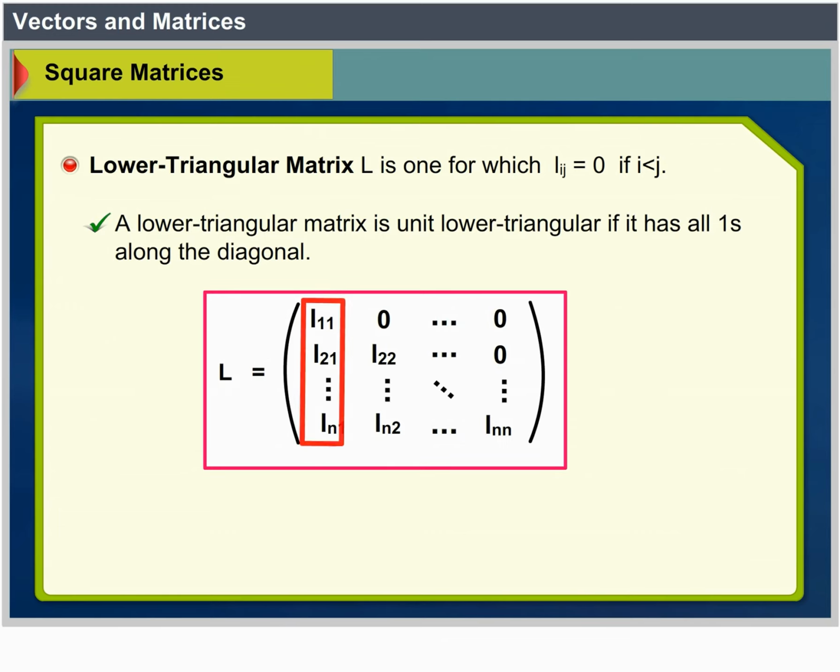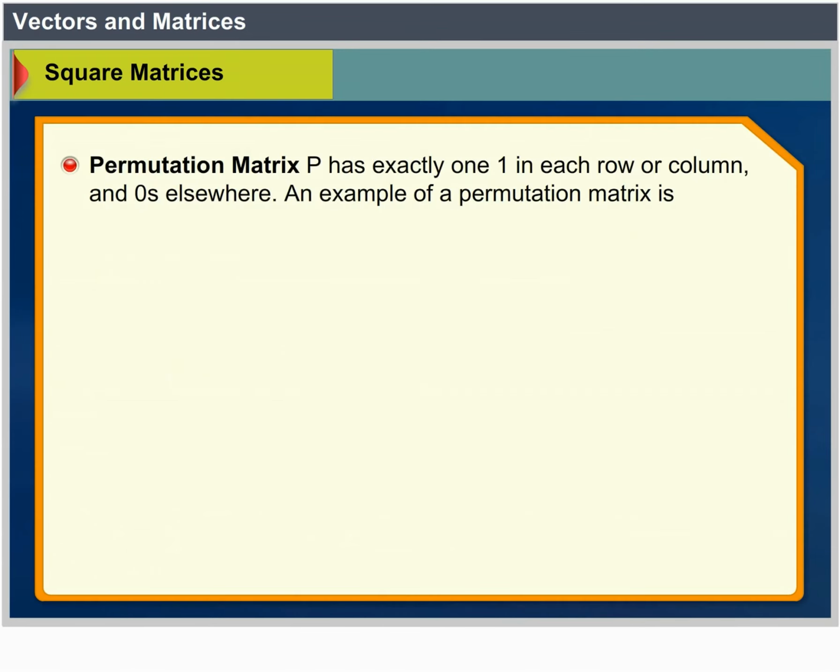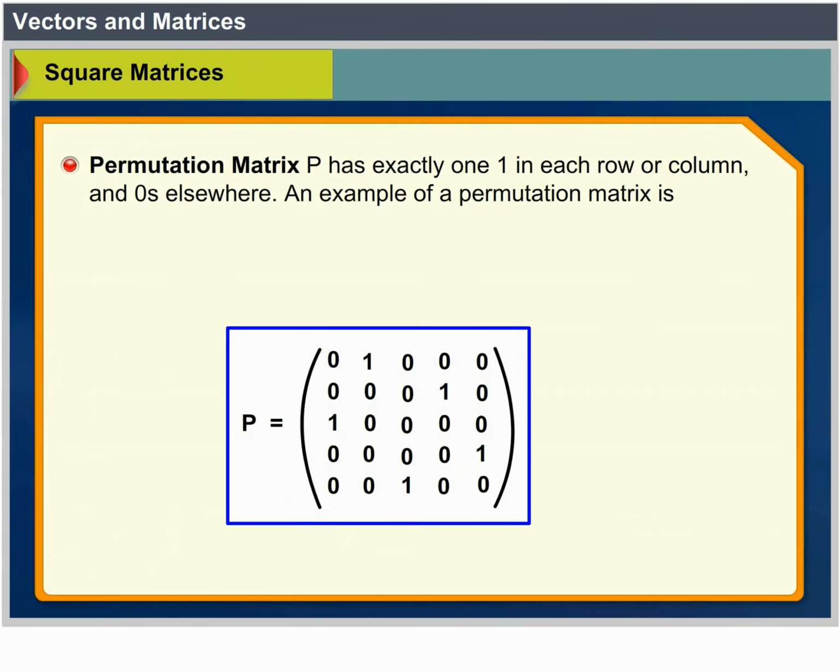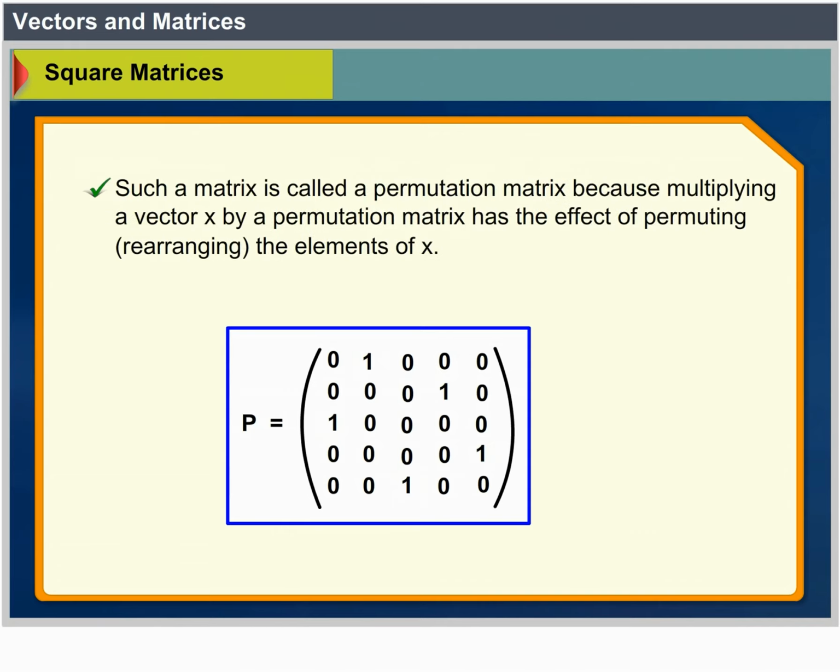A permutation matrix P has exactly one 1 in each row and column and zeros elsewhere. An example of a permutation matrix is shown here. Such a matrix is called a permutation matrix because multiplying a vector x by a permutation matrix has the effect of permuting, rearranging, the elements of x.